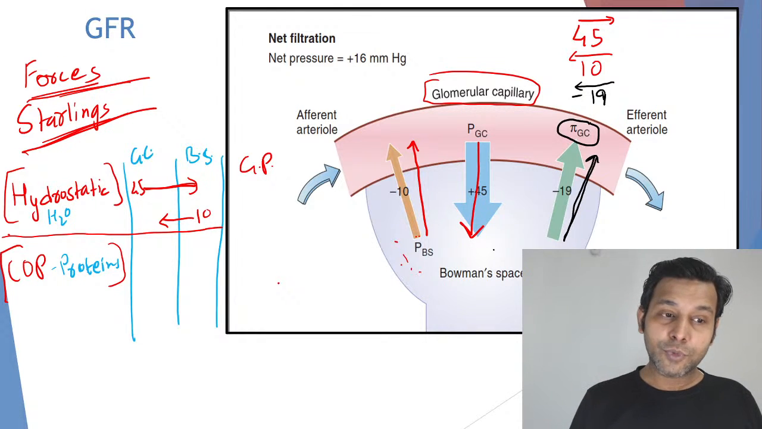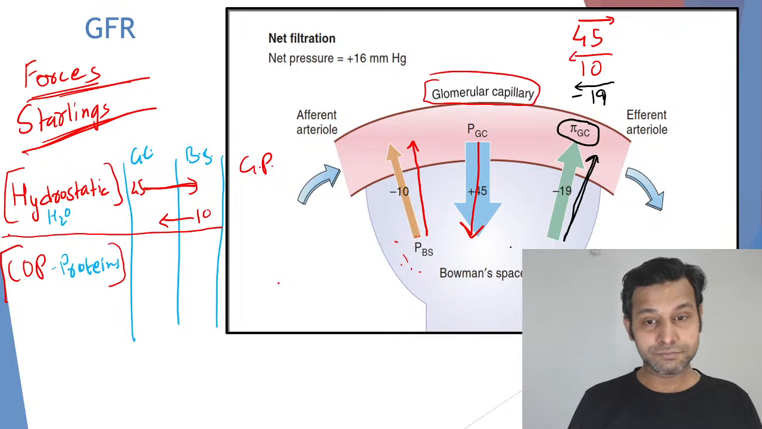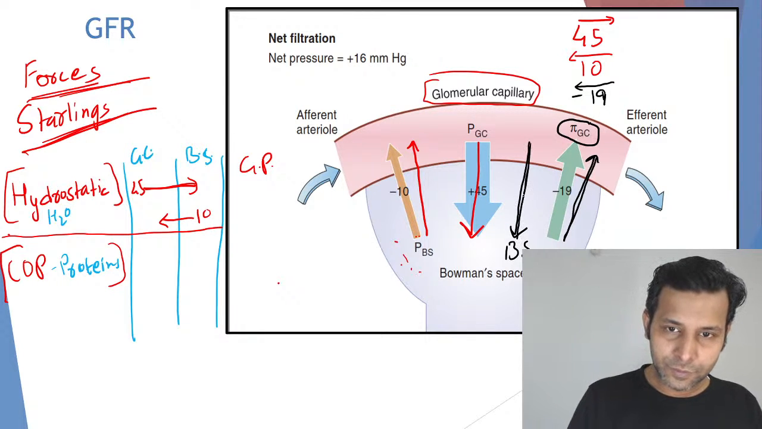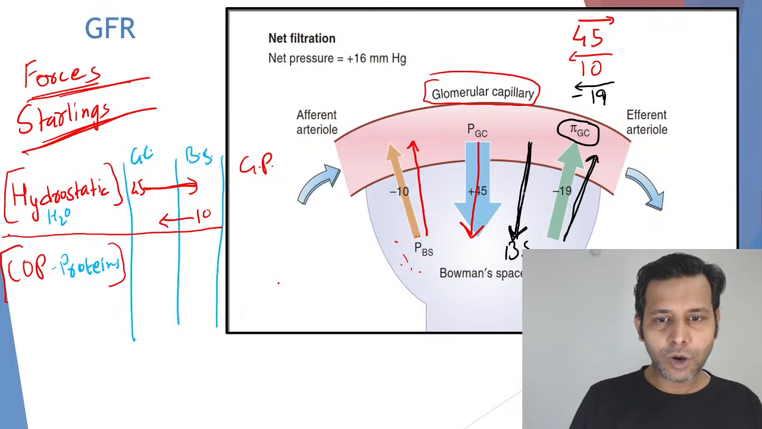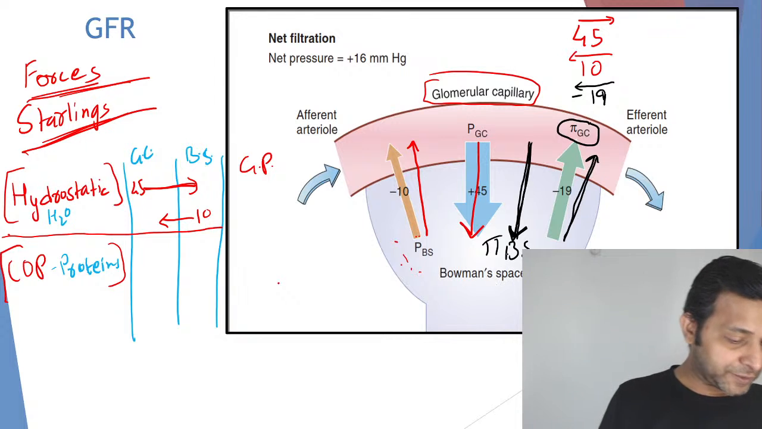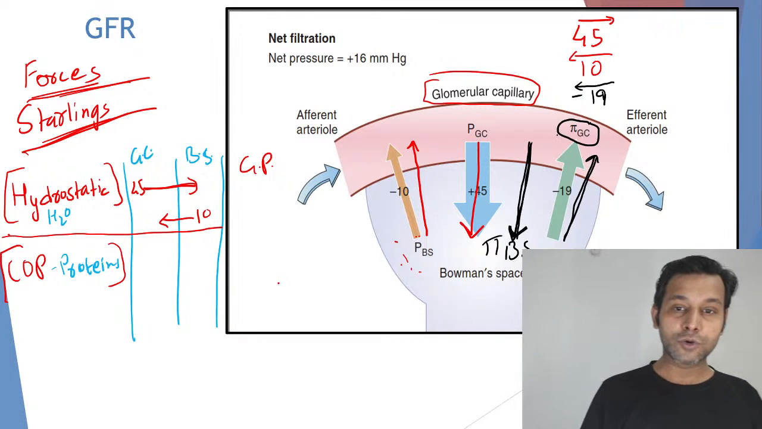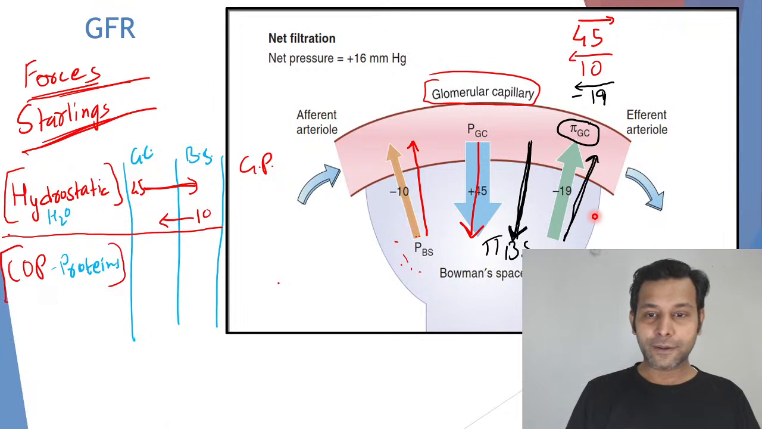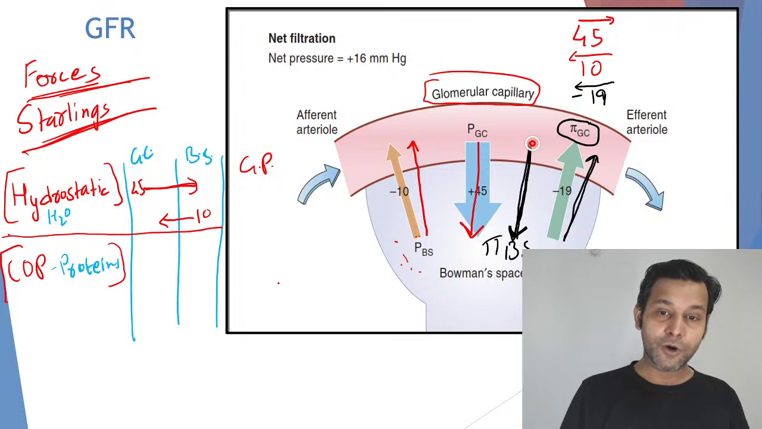Now we can say that Bowman's space must be having the oncotic pressure. So can you tell me what will be the pressure of Bowman's space? The arrow is not mentioned here. What should be the right pressure for the oncotic pressure of Bowman's space? We have seen the oncotic pressure of the glomerular capillary. Okay, but let us understand what should be the oncotic pressure for Bowman's space.